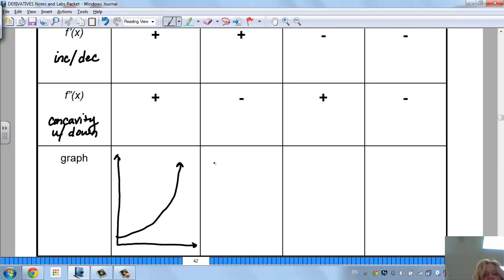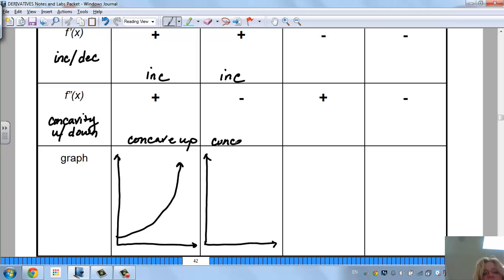The second one, I'm going to do a graph in quadrant 1, where my first derivative is positive, which means my function is increasing, and the second derivative is negative. Let's put this here first. Here it means my function is increasing and it's concave down.